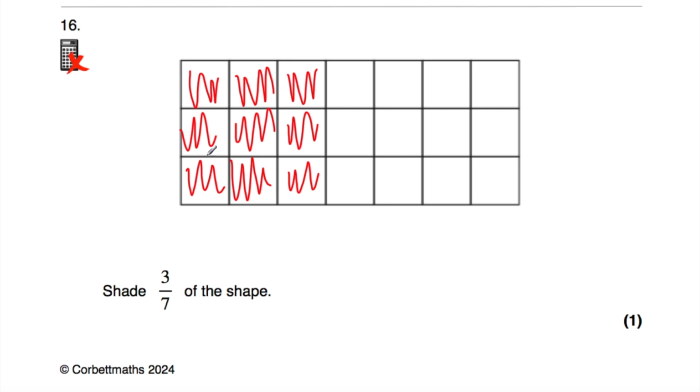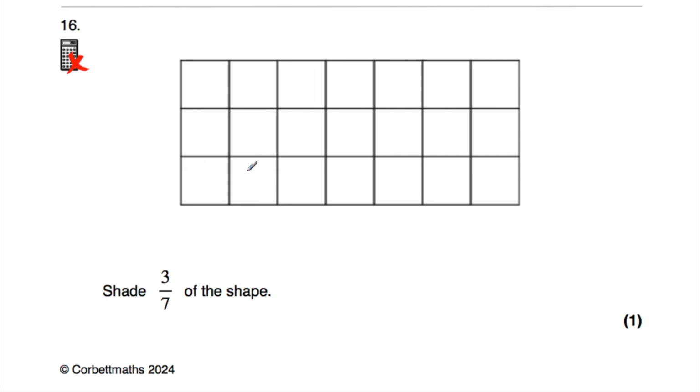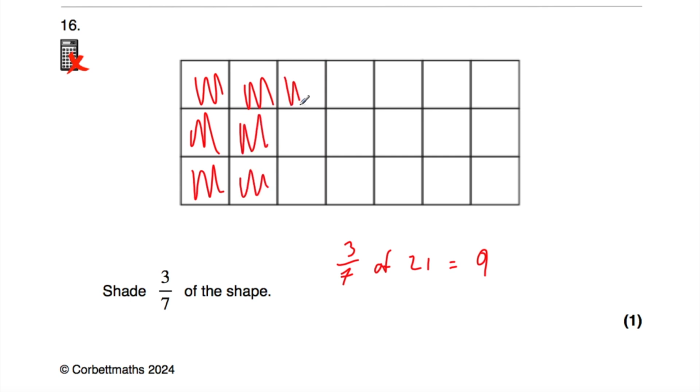Sometimes whenever you're doing these shading in ones where you've got to shade in a certain fraction, you can just spot perhaps the columns or the rows that you're dealing with. Alternatively, you could count the number of little squares, which in this case is 21, and we could work out 3/7 of 21. So we could divide by the bottom. 21 divided by 7 is 3, and then times by the numerator is 9, because 3 times 3 is equal to 9. So we could just shade in 9 little squares. So that would work as well.